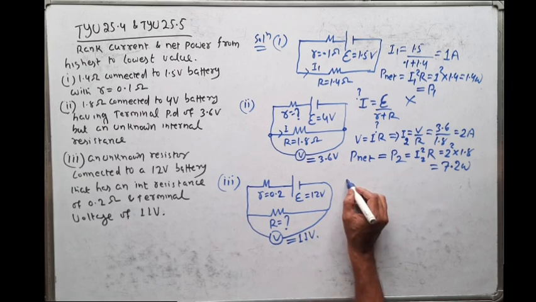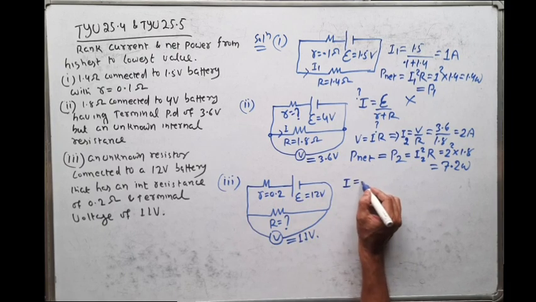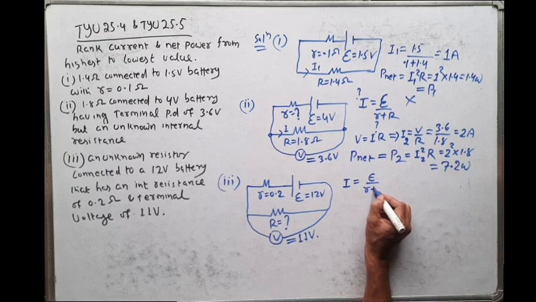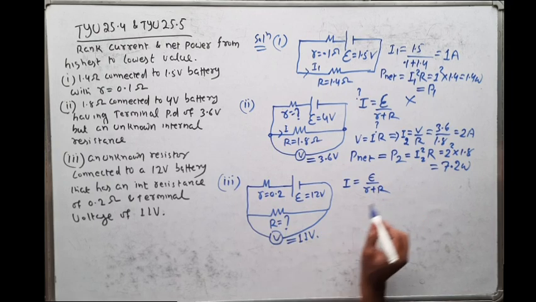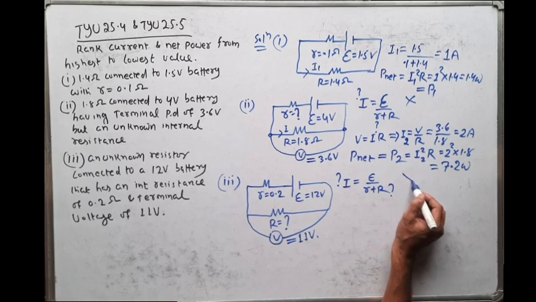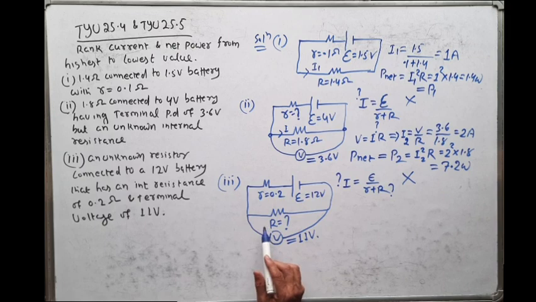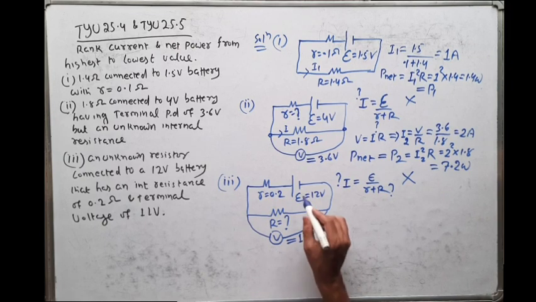Okay, so you have to find the current. So how will you find the current? If you find the current, I is equal to E by R plus r. So here R is not given. So I is unknown, R is unknown. So you cannot go in this way. But you know this terminal voltage.